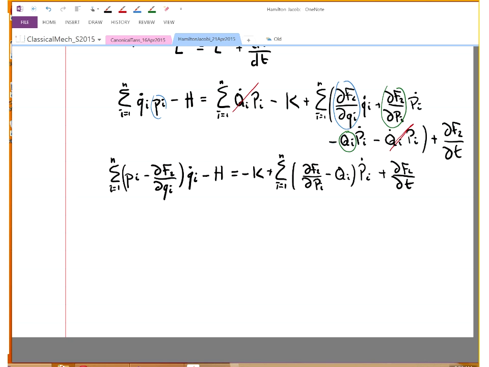So we impose this to be true, and that will make the transformation canonical. More specifically, I'm going to impose the two things in parentheses to be equal to 0. So this then gives the transformation equation.